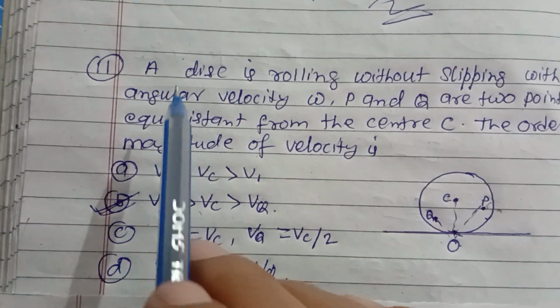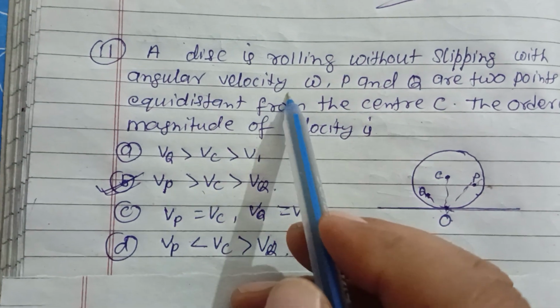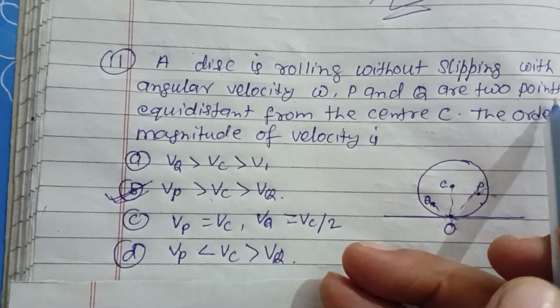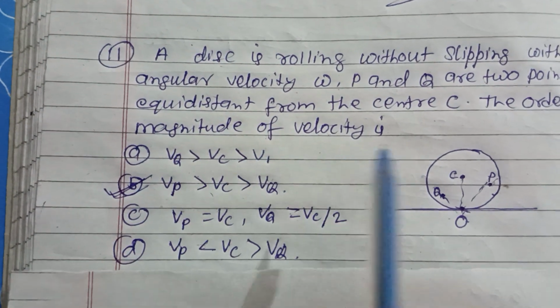We see here a question. A disk is rolling without slipping with angular velocity omega. P and Q are 2 points equidistant from the center C. The order of magnitude of velocity is what?